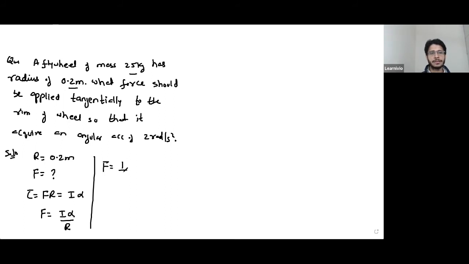So your I is half m r square, alpha by R. So R will cancel the square. The F comes out to be m r alpha by 2. The force comes out to be, the mass is 25. The radius is 0.2. Your alpha is given, divided by 2. So it's 5 Newton.